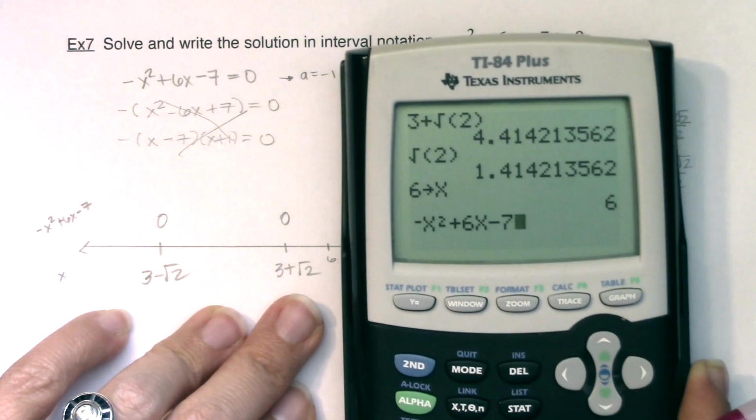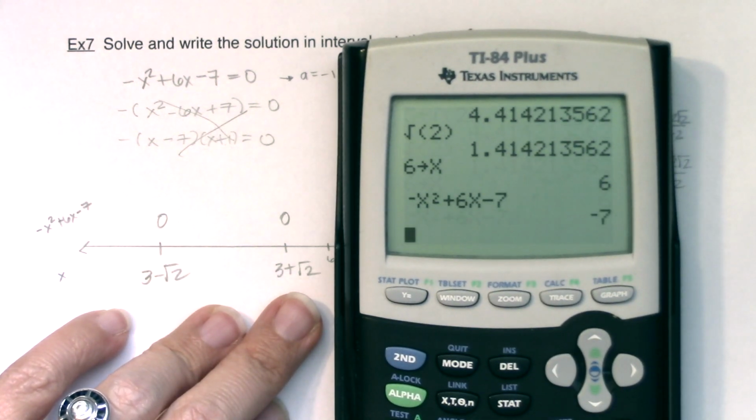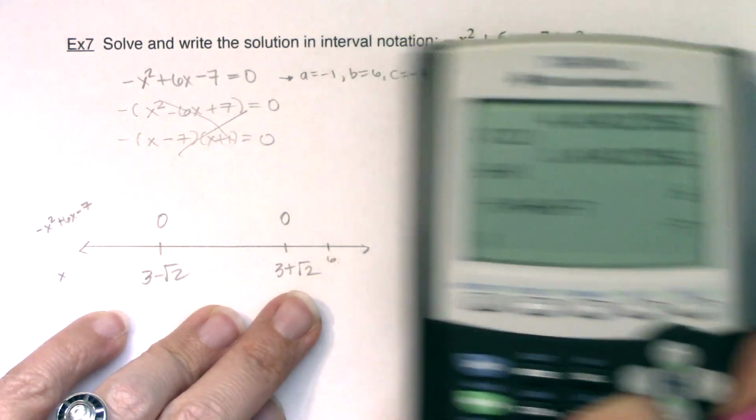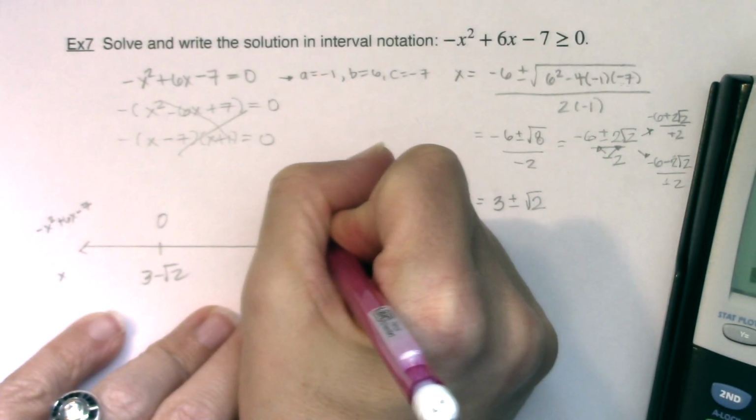All right. So I've got this store function. I'm going to see, was this positive or negative? So it looks like this was negative. Okay, great. I'll put the minus sign here.